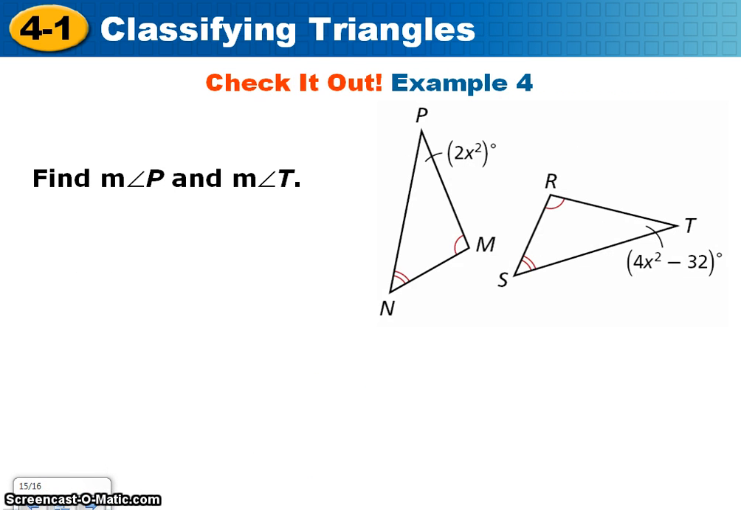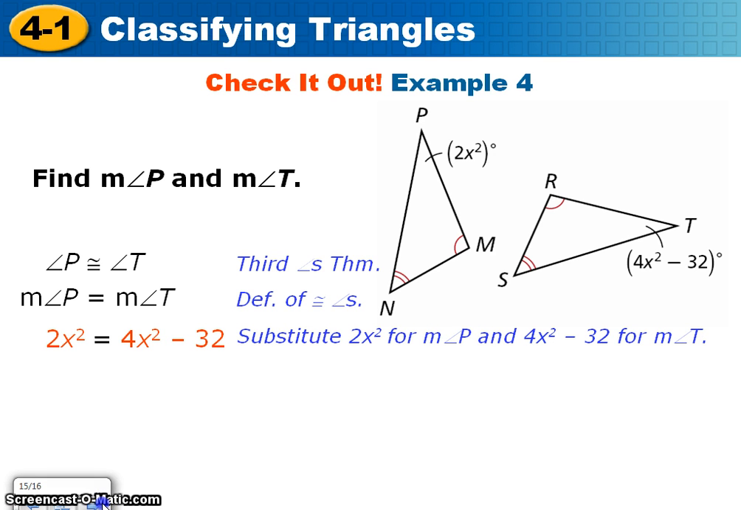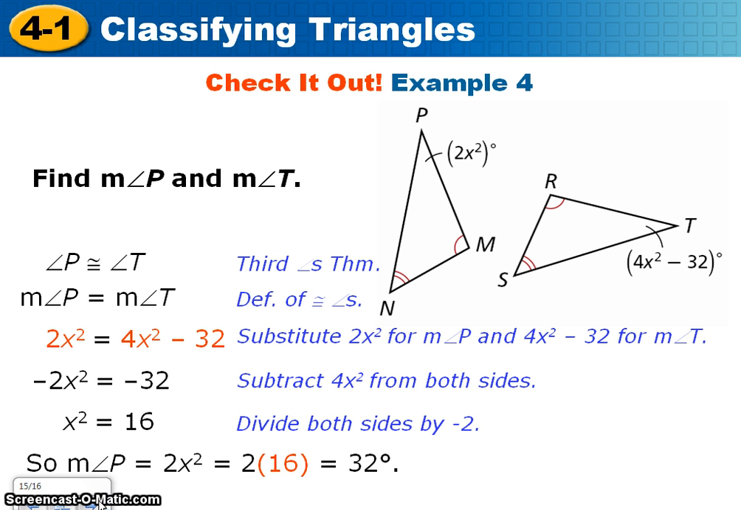Okay, another application of the third angles theorem. Again, we have two triangles with two angles that are marked as congruent, which means the third angles P and T are going to need to be congruent. So the measures of P and T will be equal. Substituting in and solving gives us x squared equal to 16, so x equal to plus or minus 4. However, if I'm looking for the measures of the angles, I only have to square those values, so the measures of both P and T are 32 degrees.